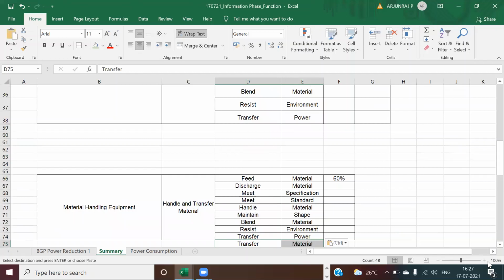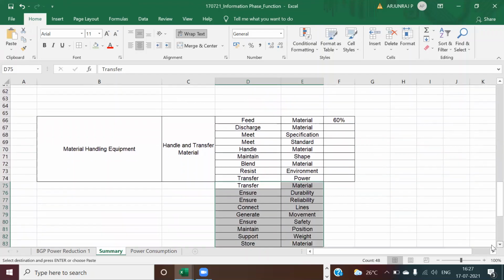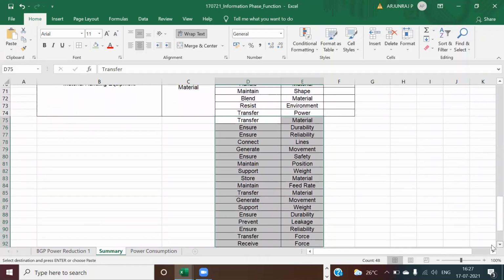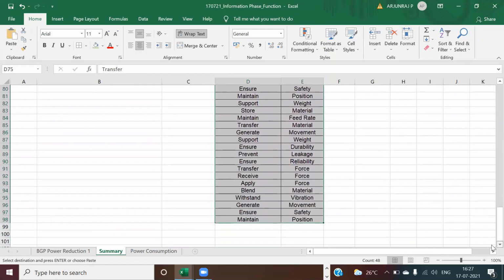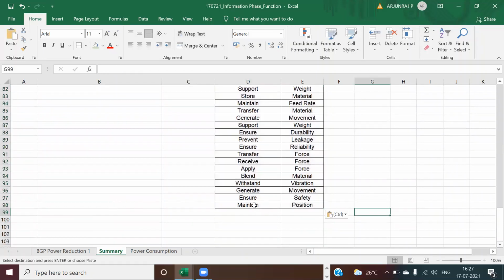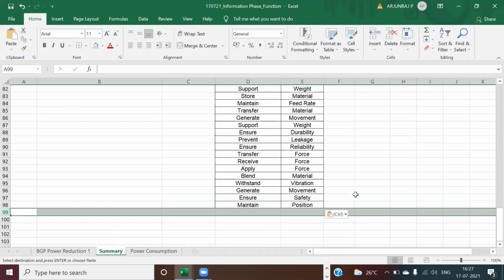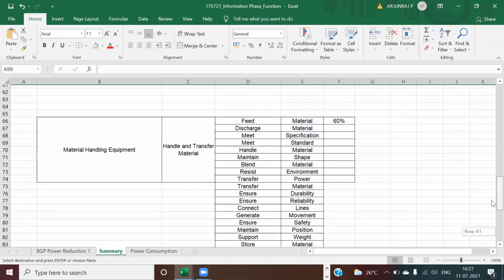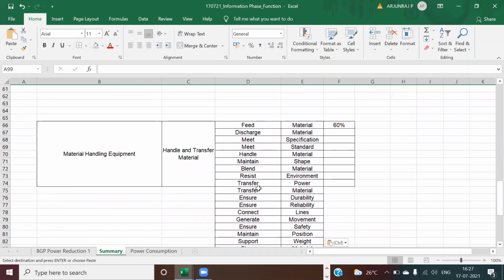So these are the common functions. Now you need to see which functions are getting repeated. Those things you can eliminate. You only need to have one function. So when you feel that it is getting repeated, you eliminate it. Up to this it's okay.